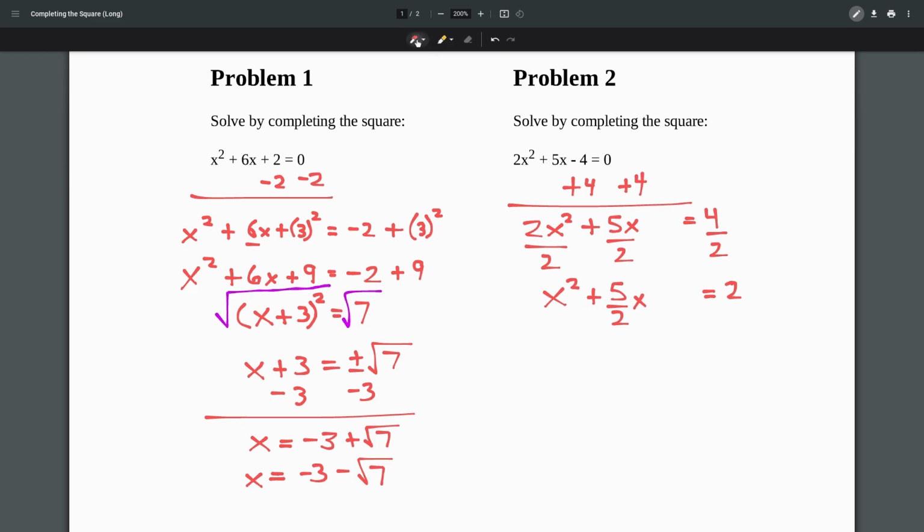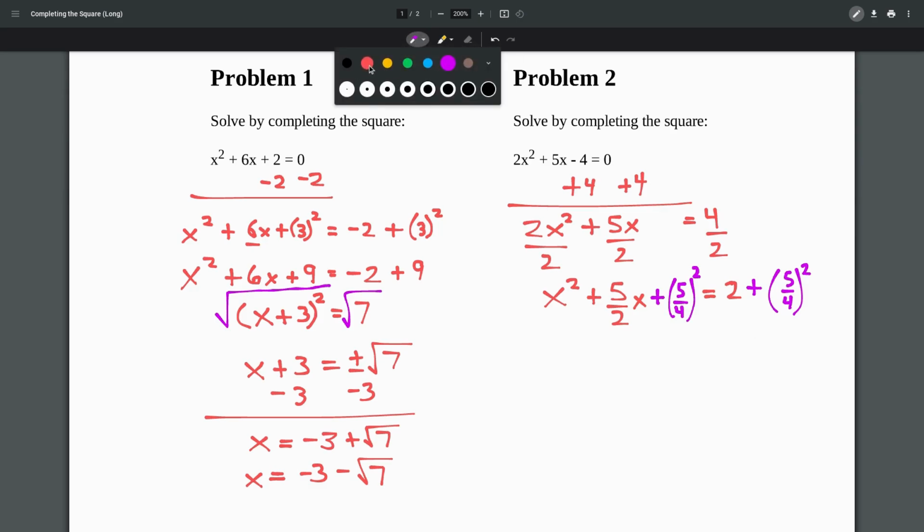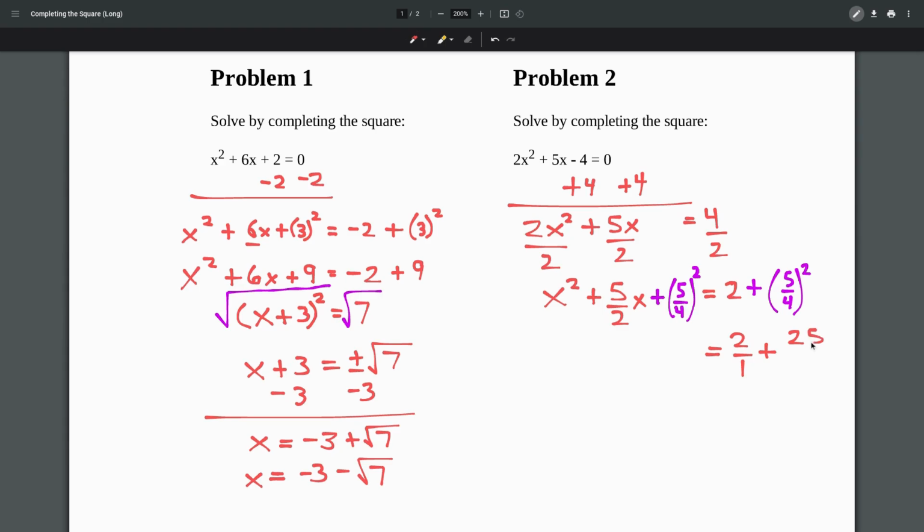So now what I'm going to do is take half of 5 halves, so 5 fourths, and square it and add that to both sides. So plus 5 fourths squared, and we'll add that to both sides. Okay, so on the right hand side I'm going to get 2, and I'm going to write 2 as 2 over 1 because we're going to have to find a common denominator in a moment here. 2 over 1 plus 25 sixteenths.